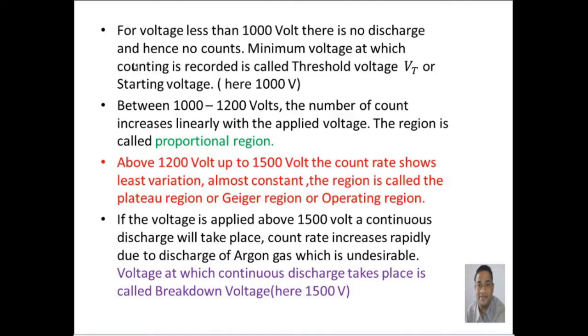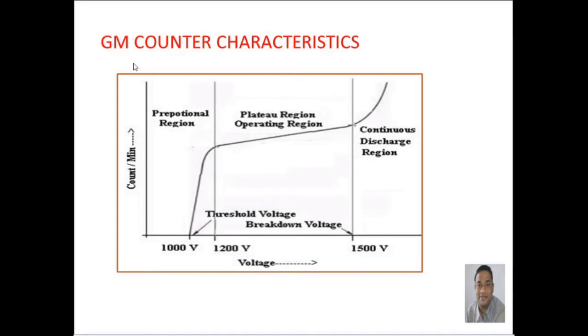The minimum voltage at which the counting is recorded is called the threshold voltage. It is denoted by Vt, or it is also called the starting voltage in some textbooks, and it will be denoted by Vs. In this particular figure, the starting voltage or the threshold voltage is 1000 volts. So what does it mean? Unless the GM counter is getting an input voltage of 1000 volts, it will not record any count. It will not display any count in the display unit.